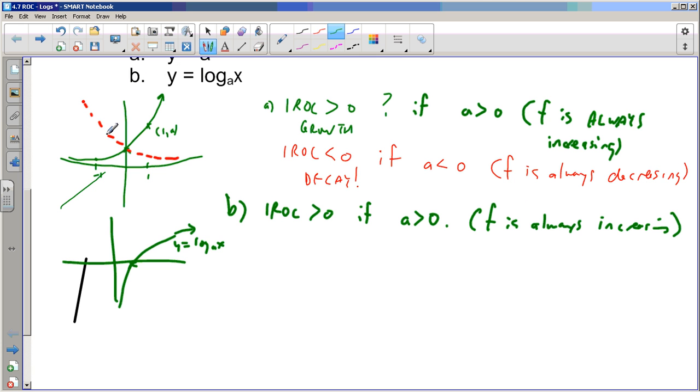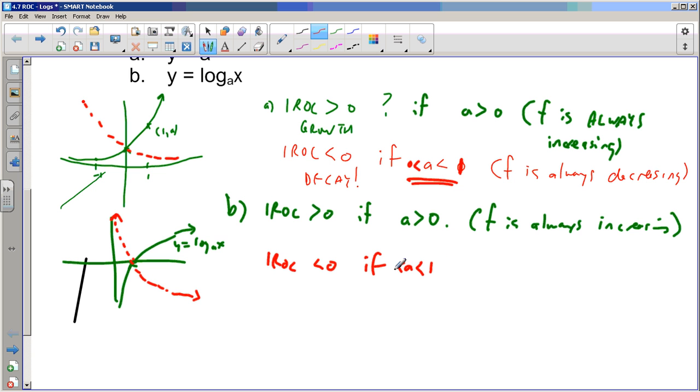But what happens when I flip this one? The very same thing happens. I end up with a graph that looks something like that. It still goes through that same point, but it's always decreasing. The IROC is less than 0 if a is less than 1. Not a is less than 0. If a is a fraction, of course it's not going to be negative. We can't have negative bases. That would mess everything up. Go fix that in your note.